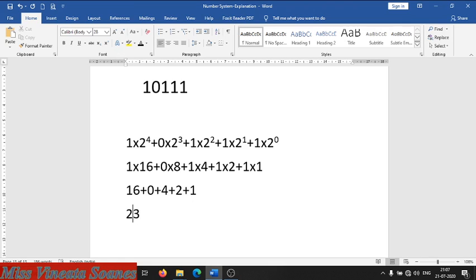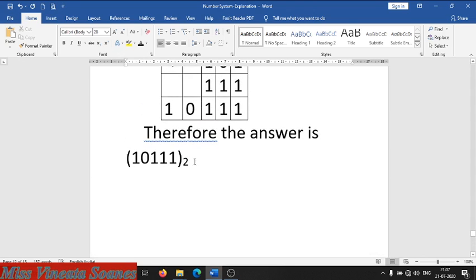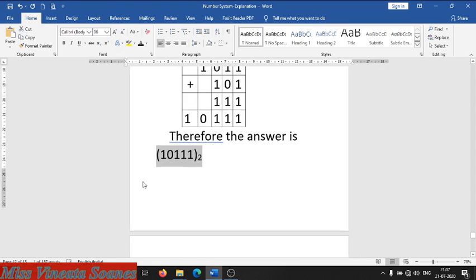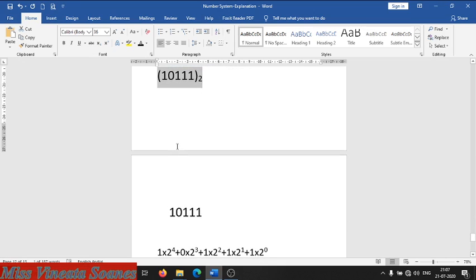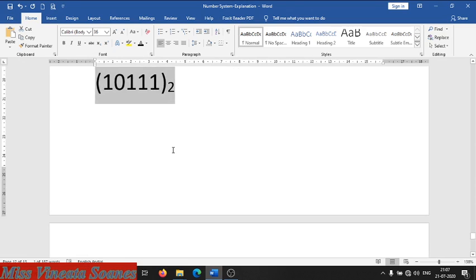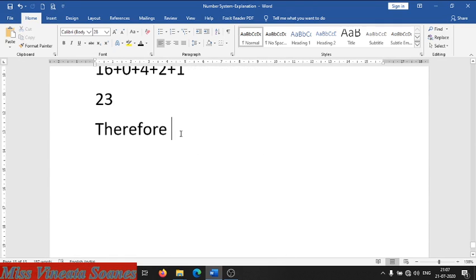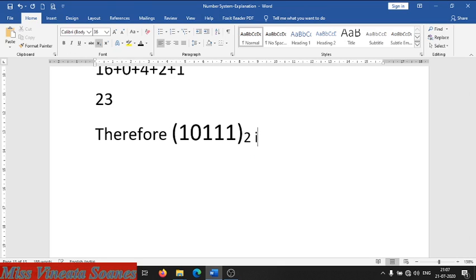And of course you have to show it in this way. Therefore, this number is equal to 23. And 23 also you will write that way, and don't forget to write the base 10, because this time it has turned into a decimal number.